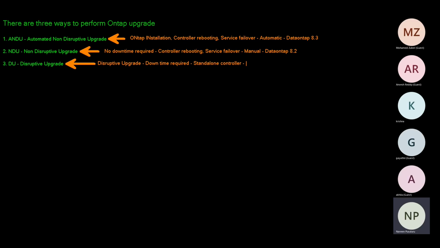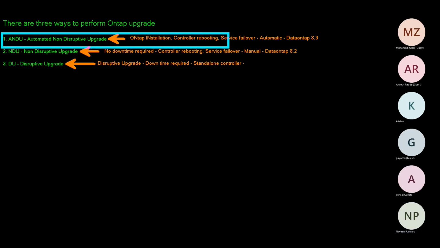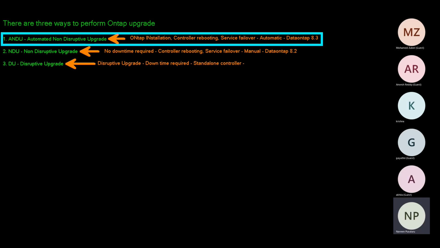These are the three ways to perform an upgrade. But in the latest versions, ANDU is the default option. Everything will be taken care of by ONTAP only. The only thing is we need to monitor everything, and only if something goes wrong do you need to do something. In the lab also, we'll be doing an automated non-disruptive upgrade only.